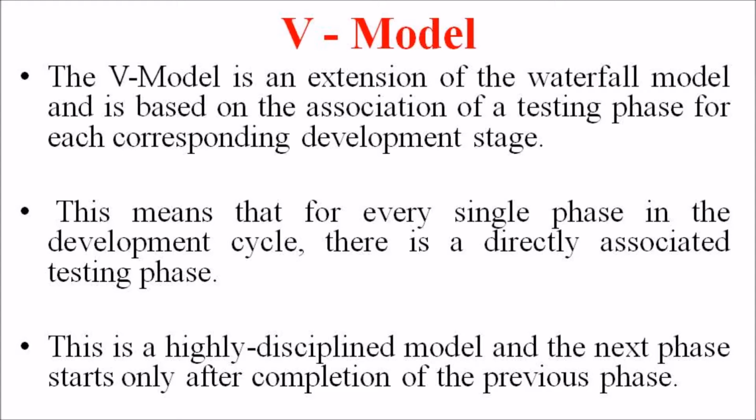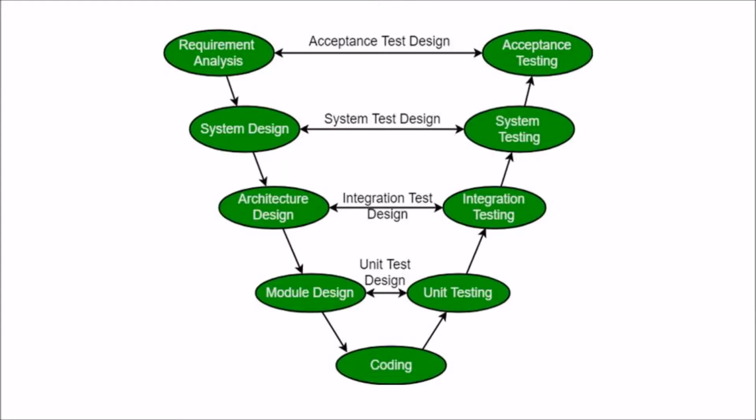This means that for every single phase in the development cycle, there is a directly associated testing phase. This is a highly disciplined model and the next phase starts only after completion of the previous stage. Under the V model, the corresponding testing phases of the development phase are planned in a parallel manner. So there is a verification phase on one side of the V and a validation phase on another side of the V. The coding phase joins the two stages of the V model.